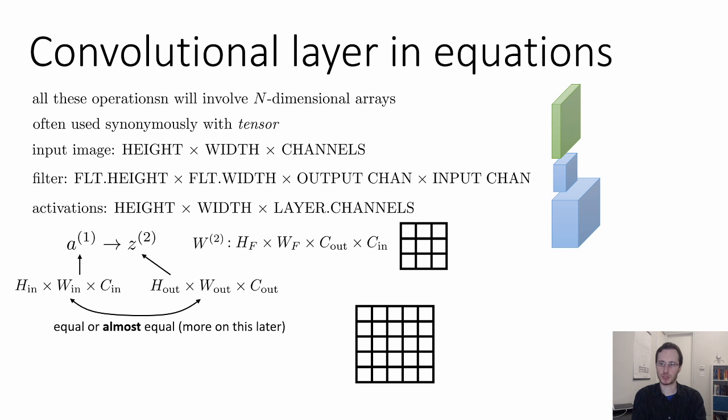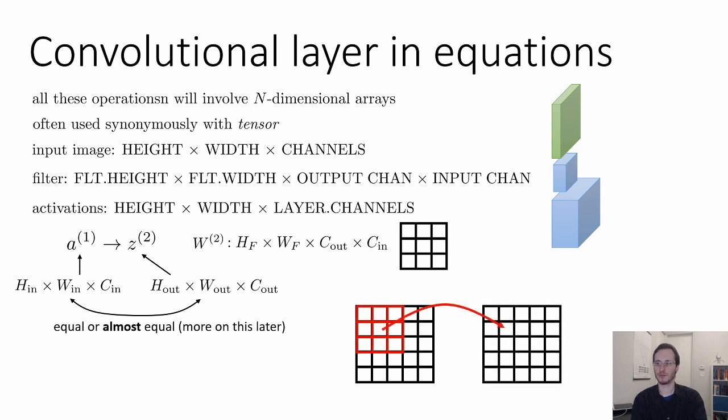And maybe our activations are this other grid, but again, it's actually three-dimensional, so each point here is a little vector with dimensionality C in or C out. So this is the input, this is the output. The convolution operation is going to take this little filter, place it at every position in the input map, and produce the corresponding position on the output map.